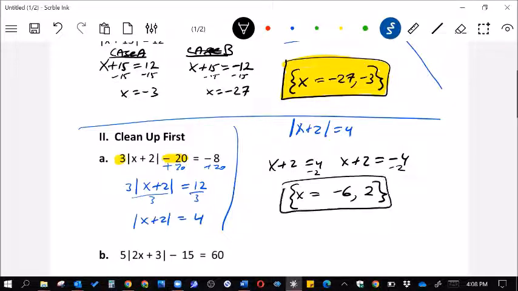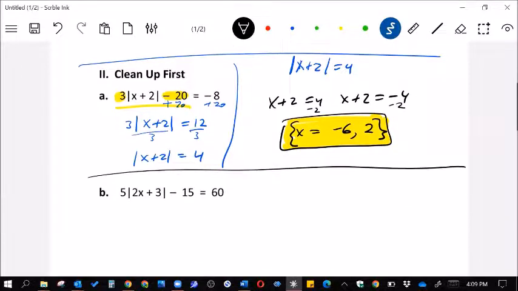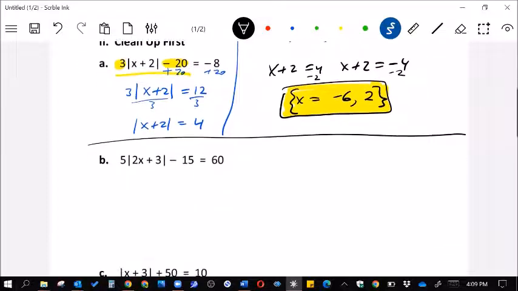Whenever you're not sure, put them back into the problem and see if those numbers work. So if I put 2 in here, I get 4 times 3 is 12, take away 20, negative 8. And back here, if I put negative 6 in, I get negative 4. The absolute value makes it 4 times 3 minus 20. It works. So both of those answers are correct. So 2 answers for it. Almost always 2 answers. So always do that.